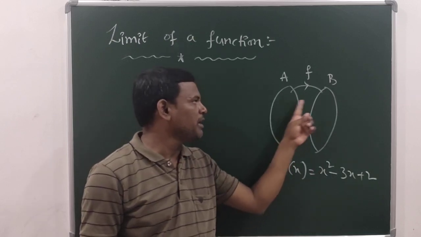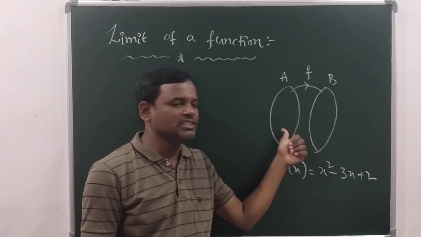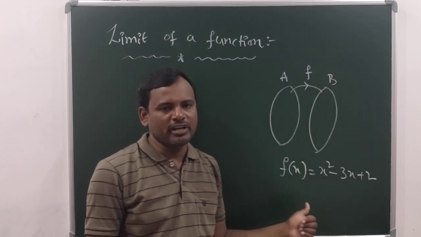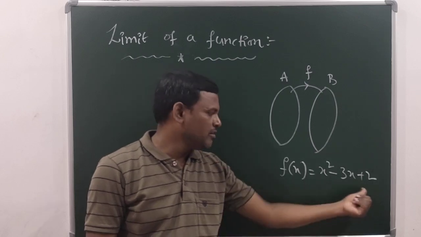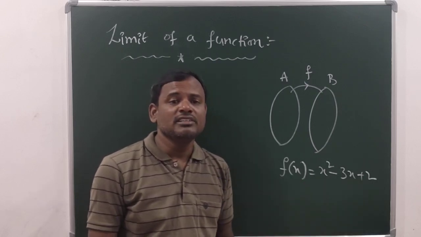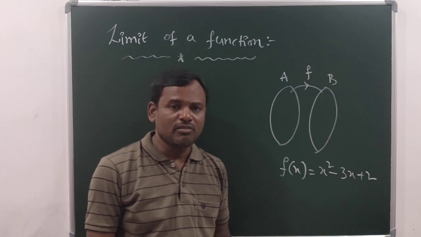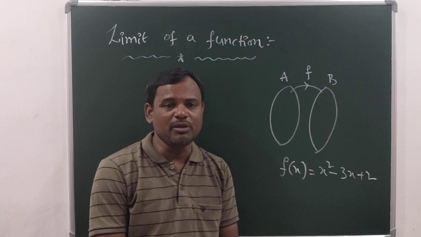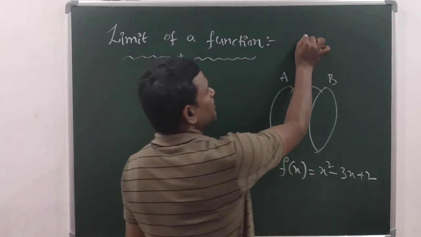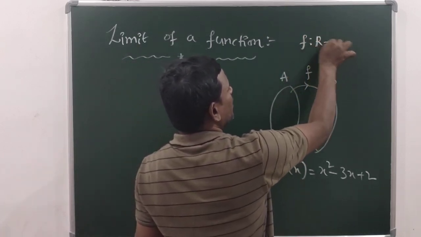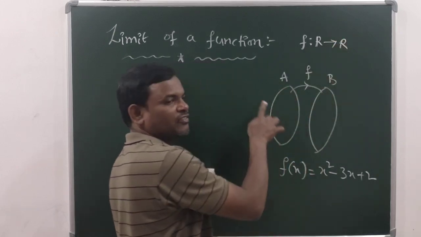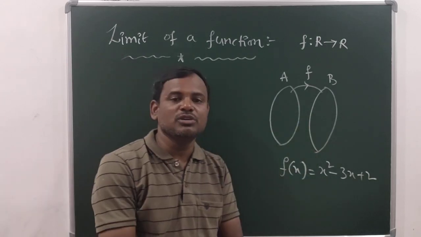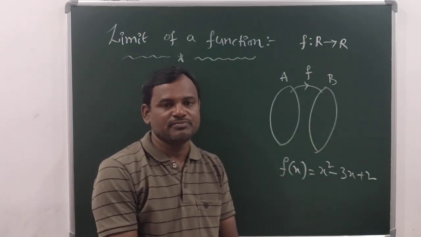Now it is mapping from A to B. A is the domain of this function and B is the codomain of this function. It is an algebraic function, a quadratic polynomial function, whose domain is the set of real numbers. So f is a mapping from R to R. Here the domain is the set of real numbers, and the codomain is also the set of real numbers.